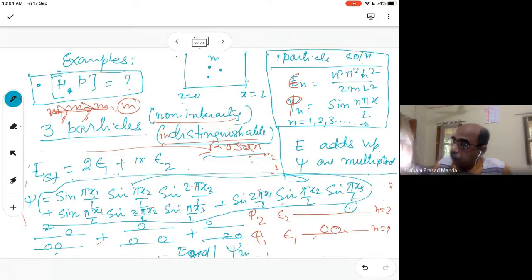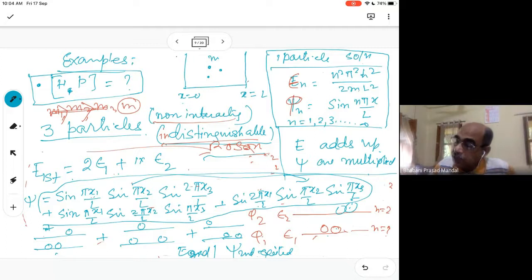I'll not do this unless you have some question, and I'm sure all of you will be able to do it. Now the question is that two particles will go up. So either second and third will go up, or first and second will go up, or first and third will go up, and you add up those, you'll get the energy.